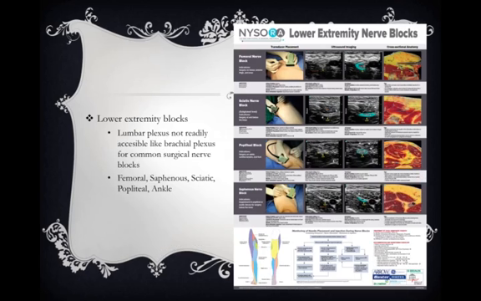As far as the lower extremity blocks, I have a little bit more of a detailed picture here. The lumbar plexus is the nerve plexus that comes off of the lumbar spine, but it's not as accessible as a brachial plexus and not commonly used for nerve blocks. So here we have a femoral, saphenous, sciatic, popliteal, and ankle block, and here are some of the pictures of the placement of each, what it looks like on ultrasound, and the distribution of the block is here below.